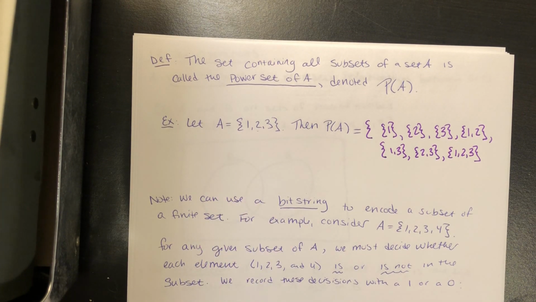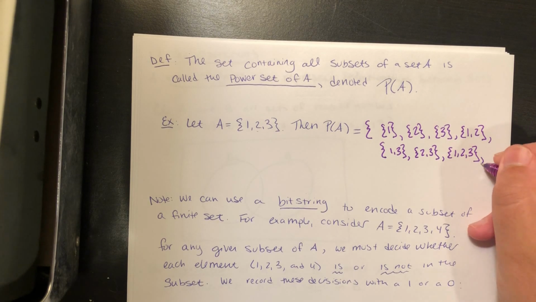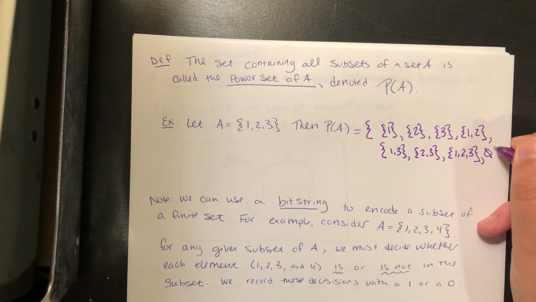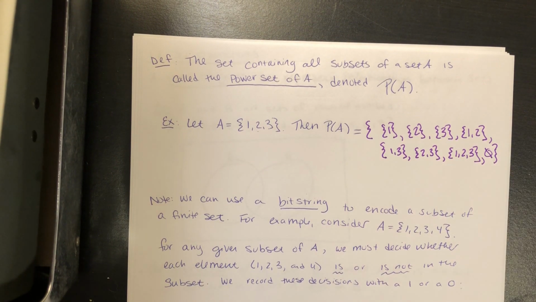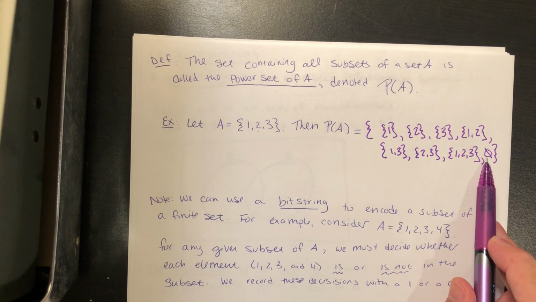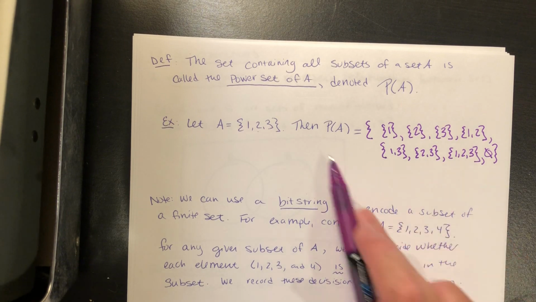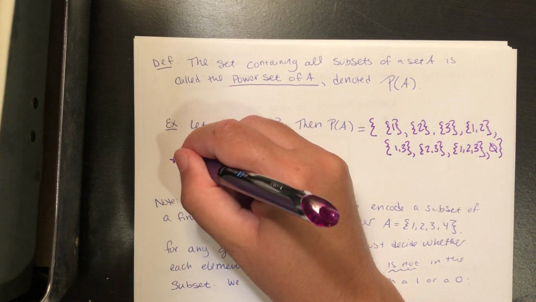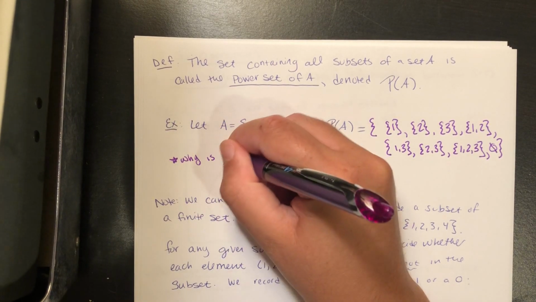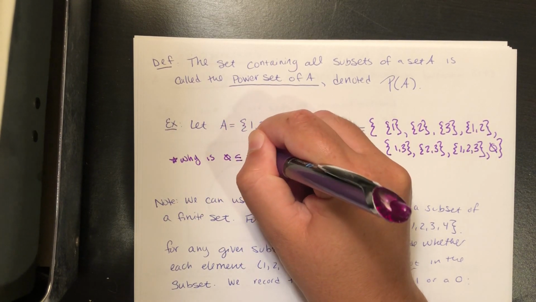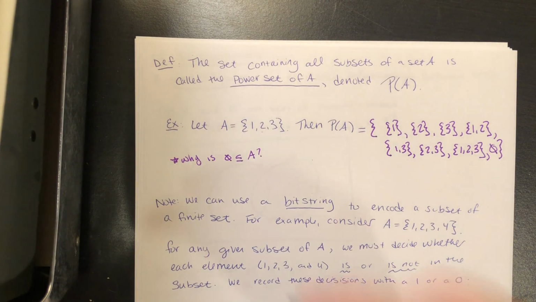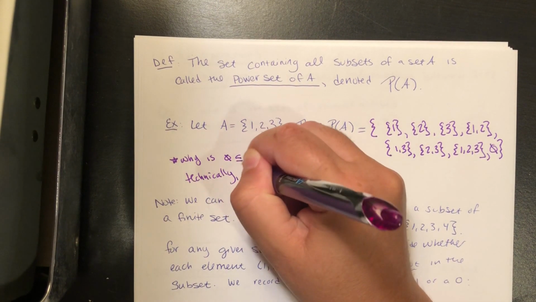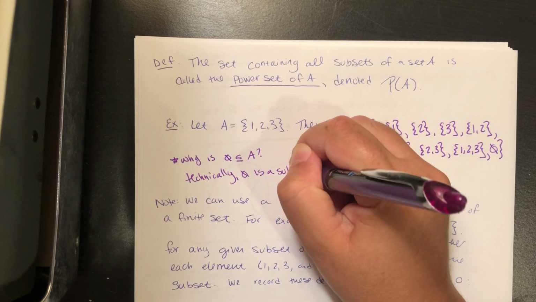So is that all? Well, there's one minor technical detail here, which is the empty set is going to be a subset of every set. All right, so I'm going to add the empty set in here, and that's going to be our last element of the power set. That's the last subset of A. So why is the empty set considered a subset of A? Well, technically, the empty set is a subset of every set.